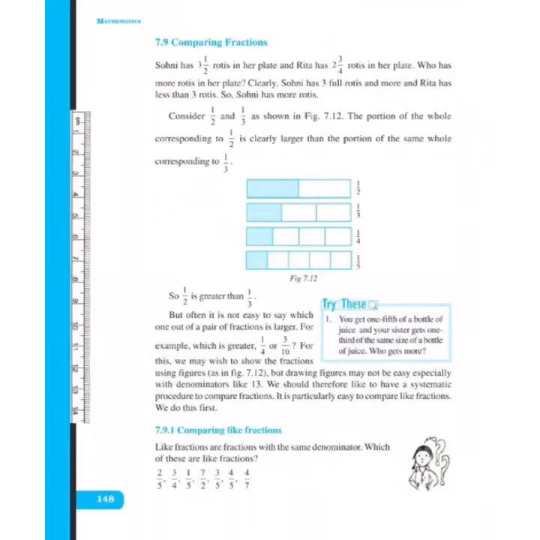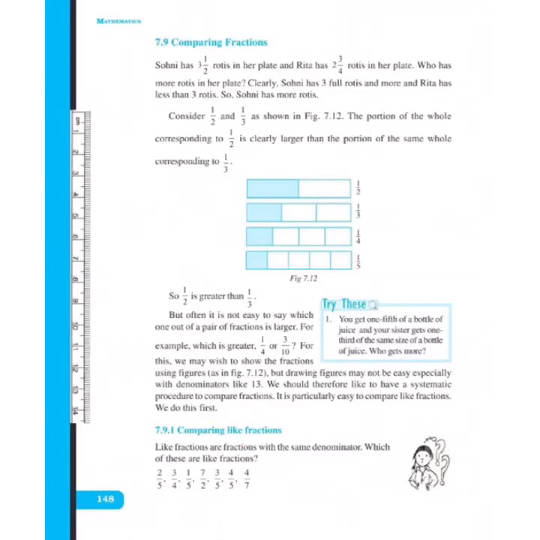Now move on to the next topic, that is comparing fractions. Children, comparing fractions means for comparison we want 2 or more fractions. And when we are comparing the fractions, we will see the denominator as well as the numerator of the fraction. So you can see on page number 148, figure number 7.12.